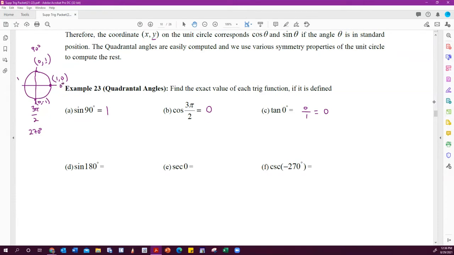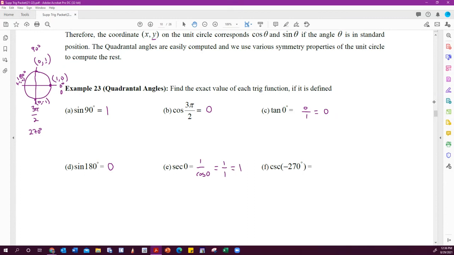180 degrees is over at the far left, and that had coordinates of -1, 0. So in this case, the sine would be the y-coordinate, which is the 0. 0 radians, that happens to be the same place as 0 degrees, of course, but now it's asking for the secant. So remember that secant is 1 over cosine of 0. It's 1 over the x-coordinate. So go to the 0, there's a 1. X-coordinate is 1, so it's 1 over 1, and that's 1.